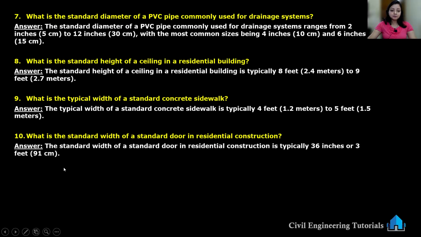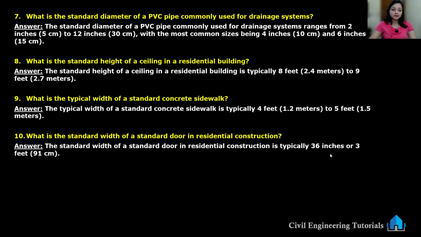So the answer is the standard width of a standard door in residential construction is typically 36 inches or 3 feet. You can say 91 centimeter. Okay. This is 36 inches or 3 feet. This is the standard width. Height is 7 feet, that is the same as lintel height. Okay. Height is the same as lintel height, that is 7 feet, and the standard width is 36 inches or 3 feet, or you can say 91 centimeter.